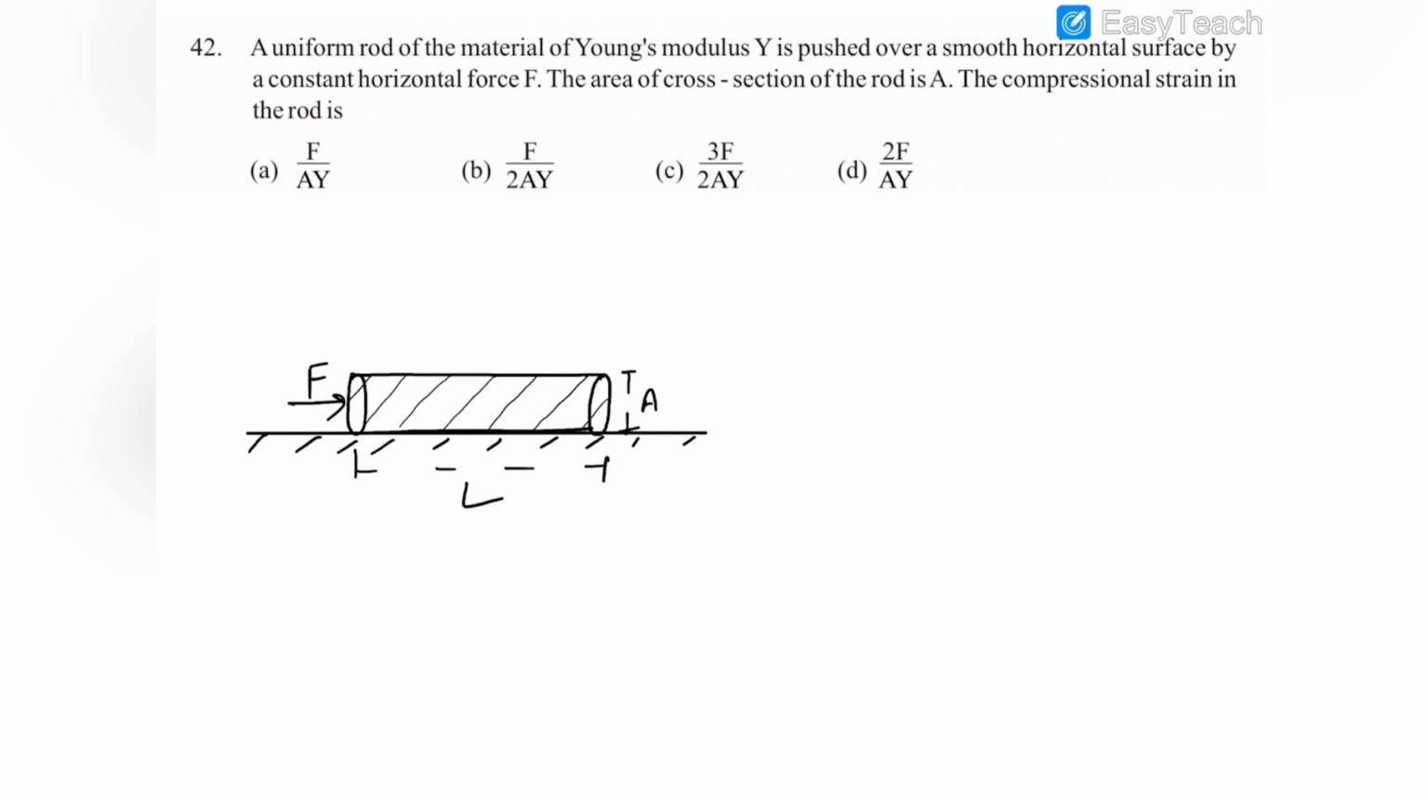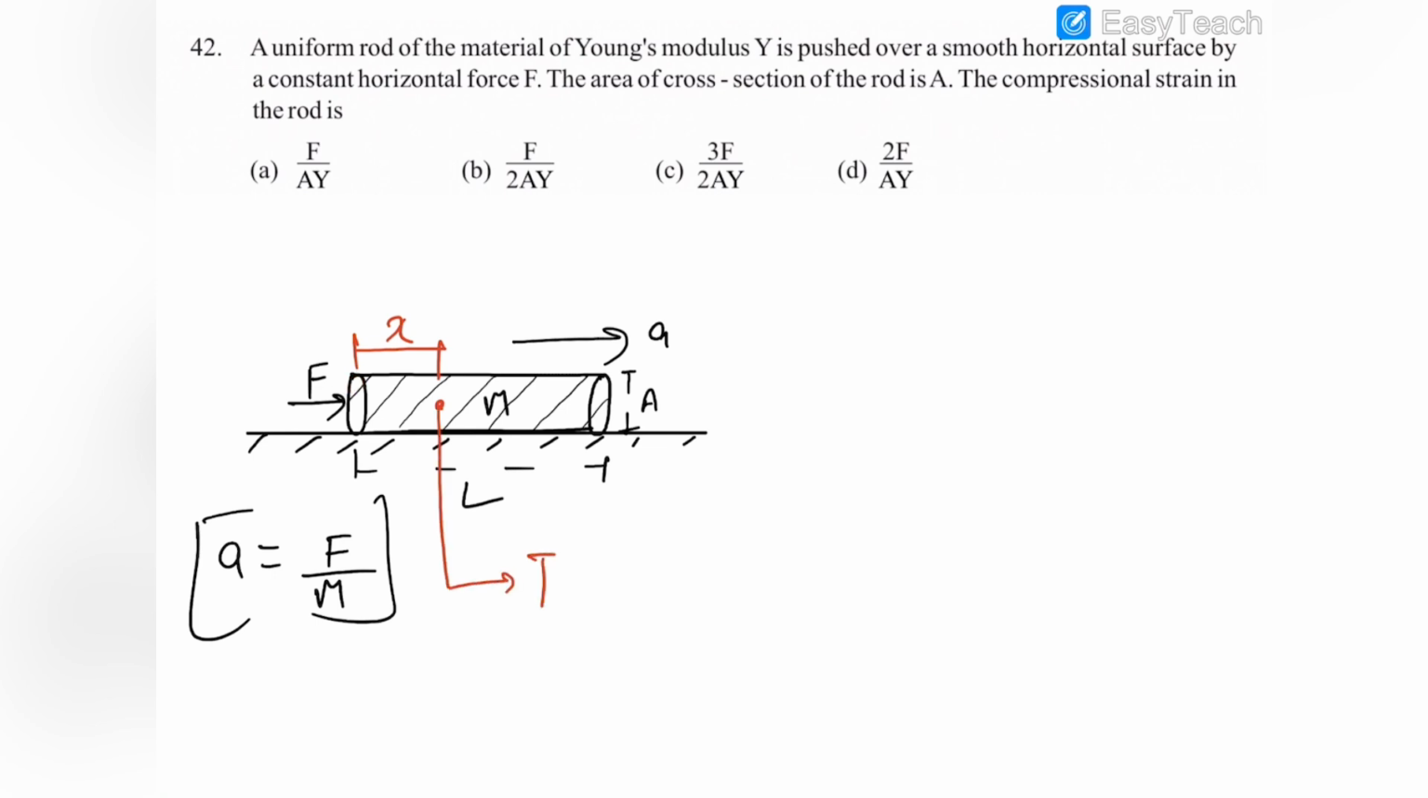Now first of all, we know that as this rod is kept on a horizontal frictionless surface, therefore the acceleration of this rod A will be F upon M, if we suppose that the mass of this rod is M. Let us suppose that there is a point, this one, which is at a distance of x from the last end, and at this point, let us suppose the tension is T.